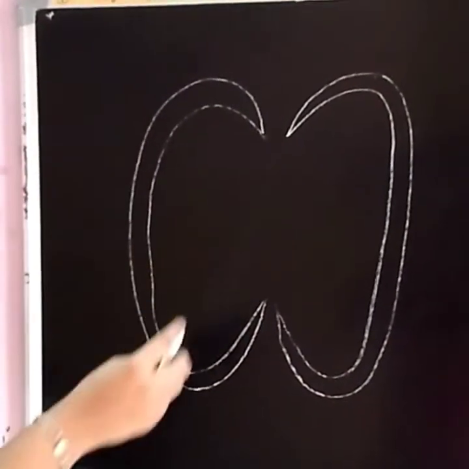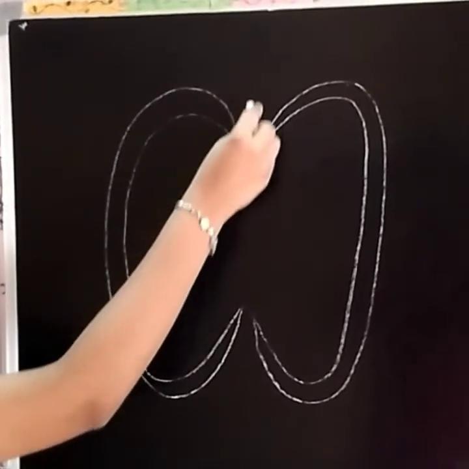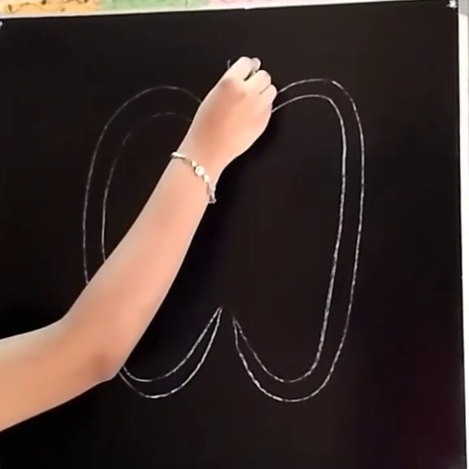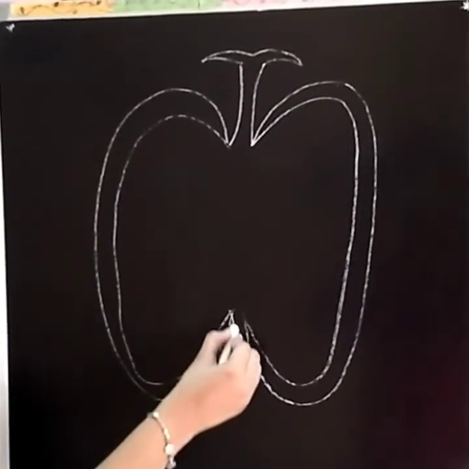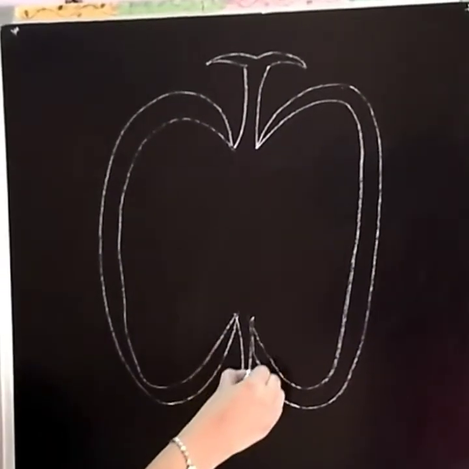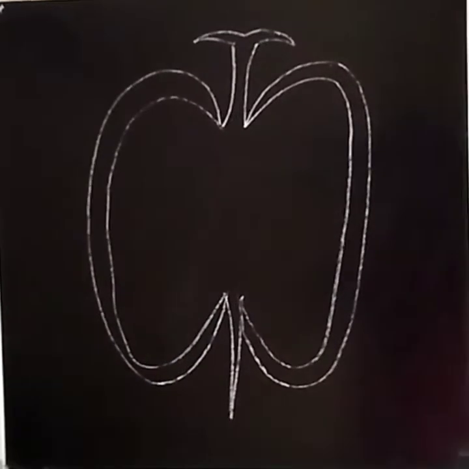Now at this upper part, draw two leaf-like structures with a small stem. And at the lower part, draw a root-like structure. Now let's label it.